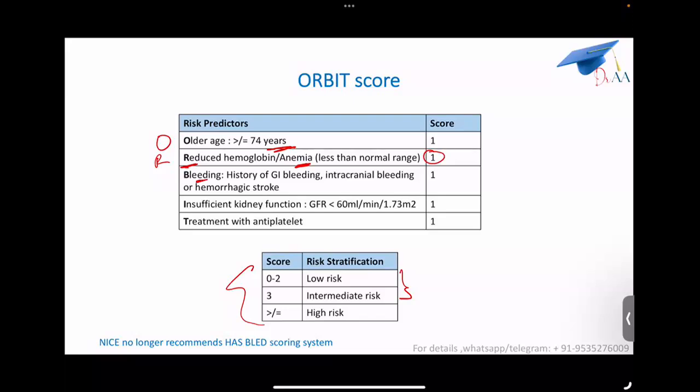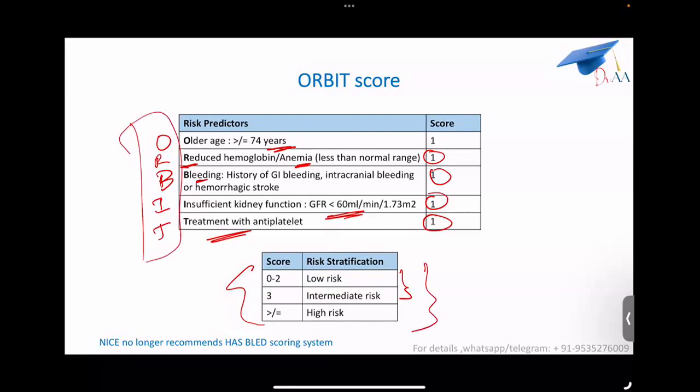Any bleeding, history of GI bleed or intracranial bleed or hemorrhagic stroke, at any point in his lifetime, if he had, he again gets 1 point for that. Any reduced renal function, that is insufficient kidney function, GFR less than 60, we give it 1 mark. If they are already on an antiplatelet, for example clopidogrel or any other drug, again they get 1 mark. So altogether, this is known as ORBIT.